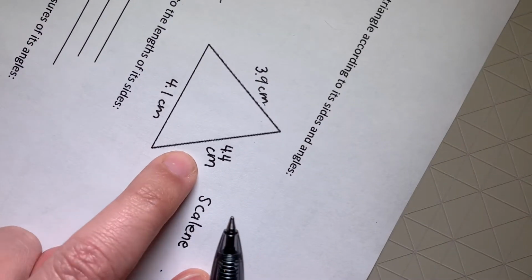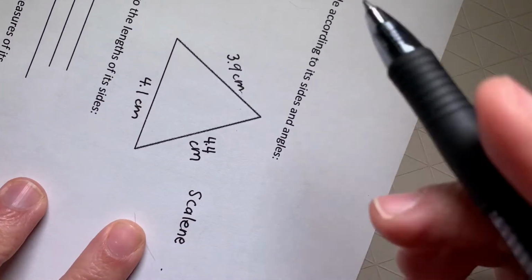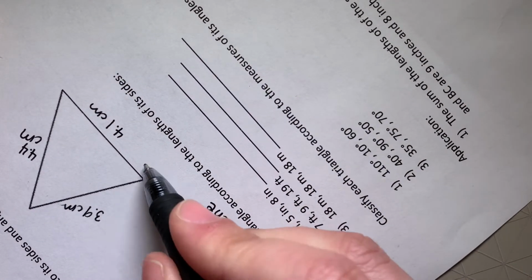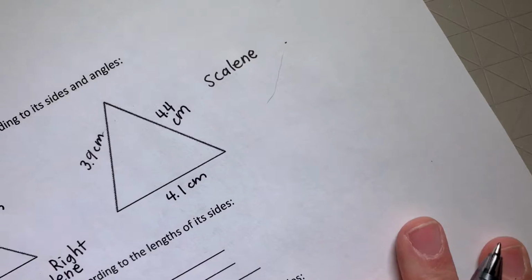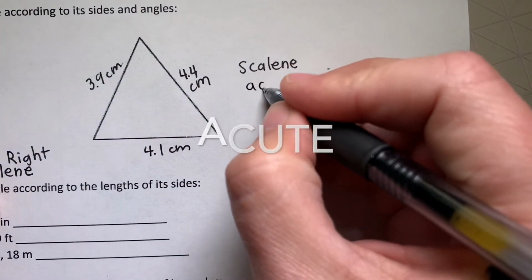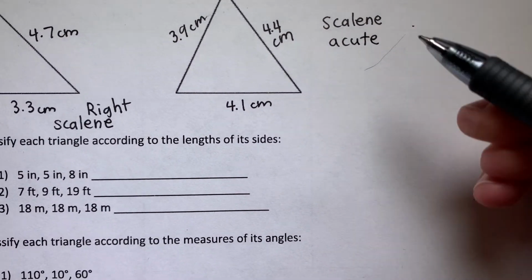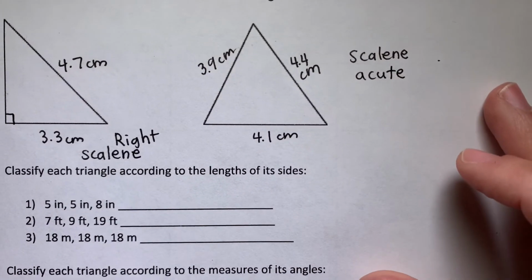So I can definitely see that this angle is less than 90. I can see that this angle is less than 90. Oh my gosh, I'm getting dizzy. All right, so that means that this is a scalene acute. All of the sides are different sizes and all the angles are less than 90 degrees.